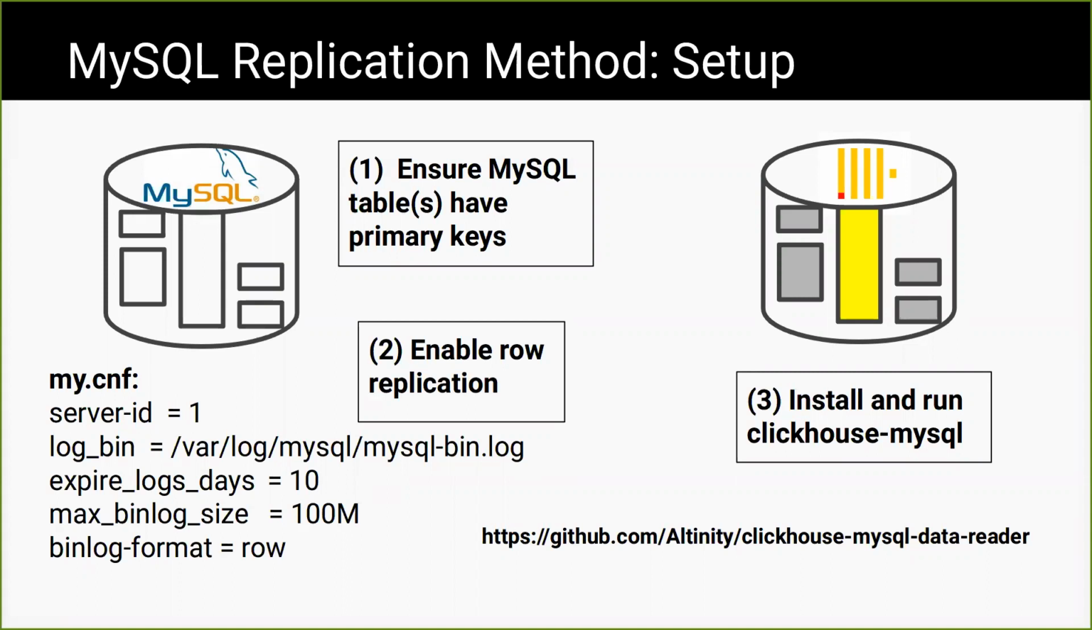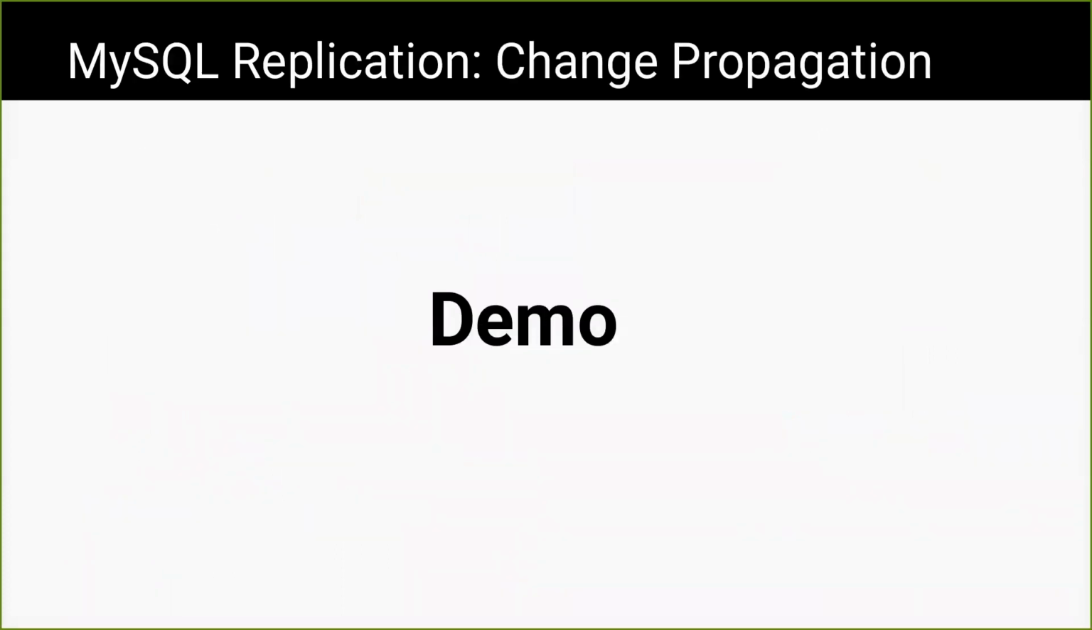And then the third thing is we're going to need to run a program that can actually read out of the bin log and propagate those values across automatically and apply them to the table in ClickHouse. We've actually written a project called ClickHouse MySQL, which is available on the Altinity GitHub, that does exactly that. Not only that, it's pretty smart about fetching the original table as well. So what I'd like to do, rather than drawing a bunch of pictures about how that really works, is go ahead and demo it.